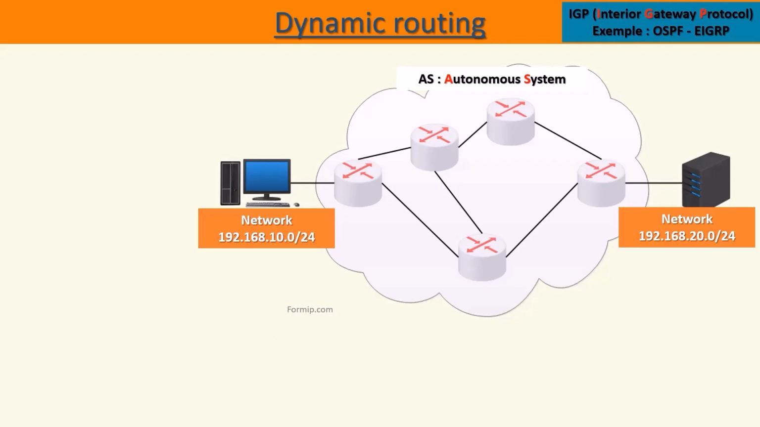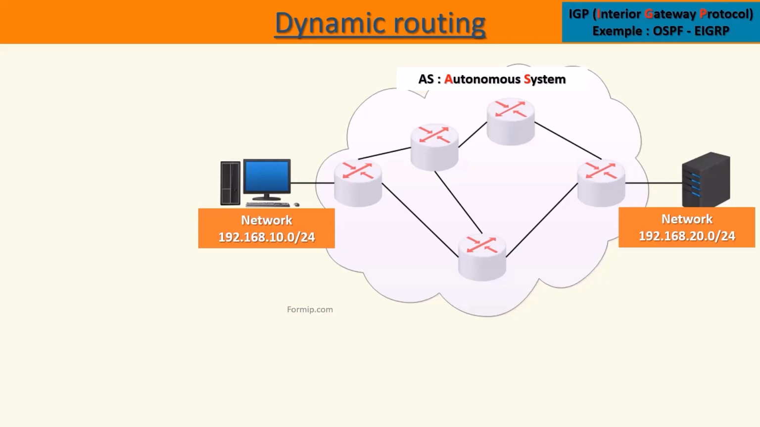Here is a new topology, with an autonomous system in which several routers are included. The PC on the left is part of the network 192.168.1.0 with a /24 mask, and the server on the right is in the network 192.168.2.0. The PC on the left would like to reach the server on the right, and the question we could ask is, what path will it take with all the routers in the middle?